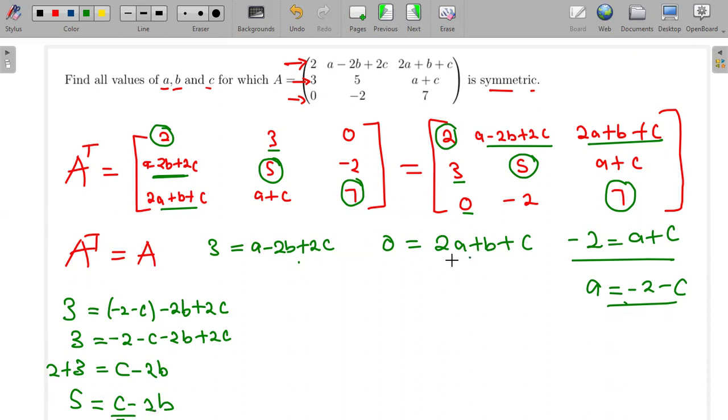Let's also get an equation from here. So this will be 0 is equal to 2 multiplied by the A, which is minus 2 minus C, and then plus B plus C. So this will be 0 is equal to 2 multiplied by minus 2.